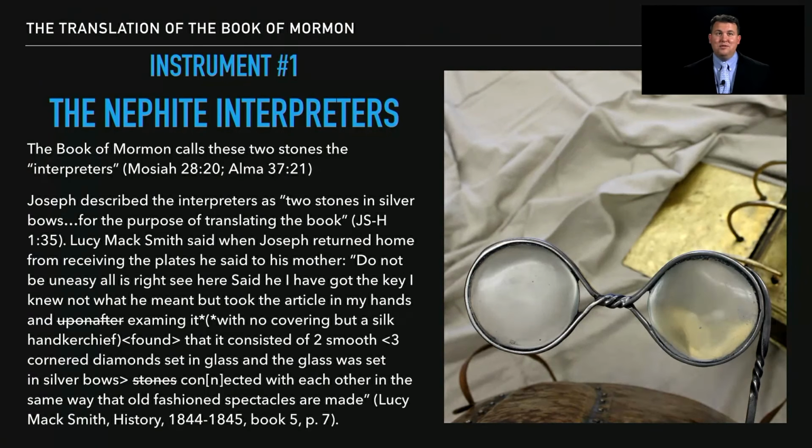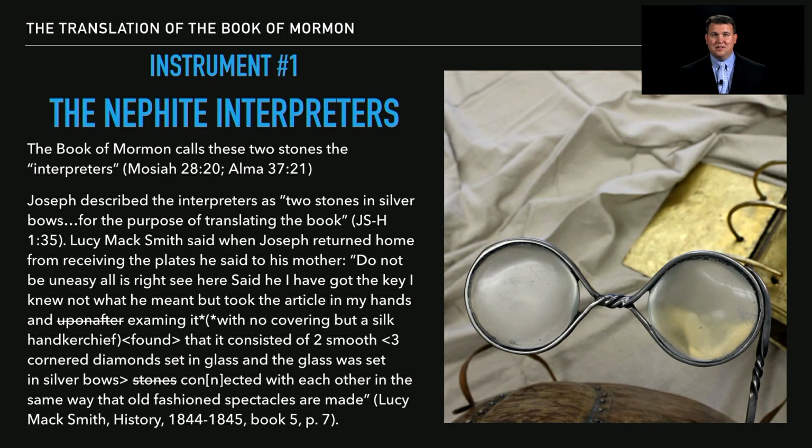And she writes, "I knew not what he meant, but I took the article in my hand, and examining it with no covering but a handkerchief, found that it consisted of two smooth three-cornered diamonds set in glass, and the glass was set in silver bows, connected with each other in the same way that old-fashioned spectacles were made." So she doesn't see the Urim and Thummim, but Joseph Smith hands these interpreters to her in a silk handkerchief, and she feels them through it, and that's where she gives her description.